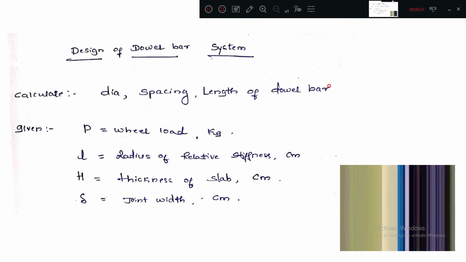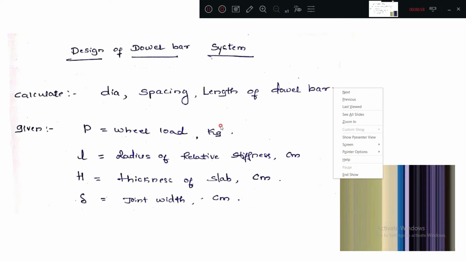Now, in this design type of problem, you are asked to calculate the dia, the spacing, and the length of the dowel bars. These are provided at the expansion joint or transverse joint. Both are the same thing, transverse joint.